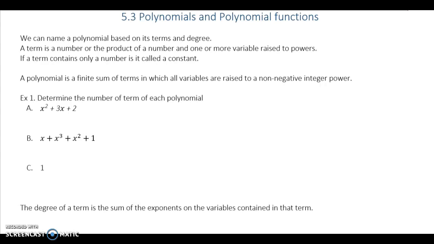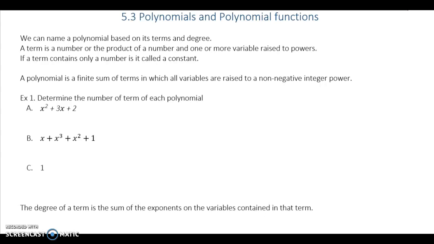Alright, so here we're going to talk about polynomials and polynomial functions. So we can name a polynomial based on its terms and degrees. A term is a number or the product of a number and one or more variables raised to powers. If a term is only a number, it's called a constant. And a polynomial is defined as a finite sum of terms in which all variables are raised to a non-negative integer.